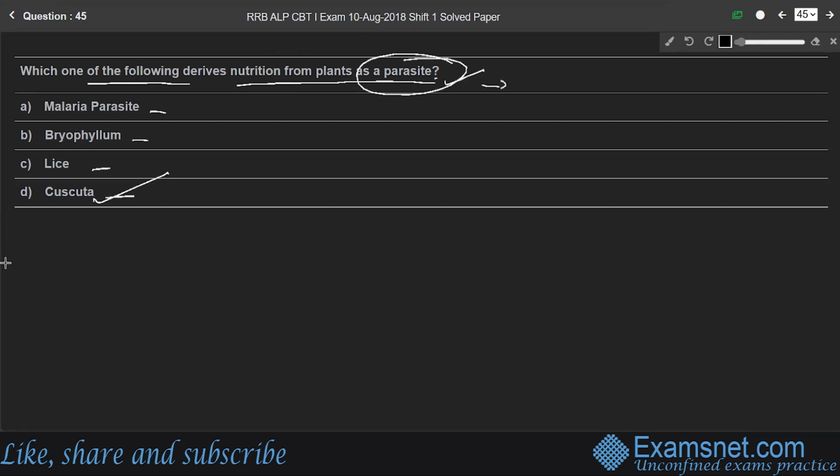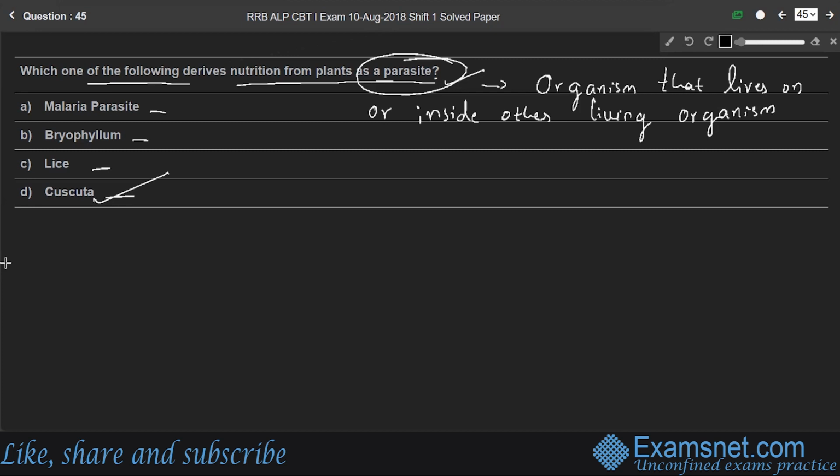an organism that lives on or inside other living organisms to derive their food, and is called a parasite. All parasitic plants have modified roots called haustoria.